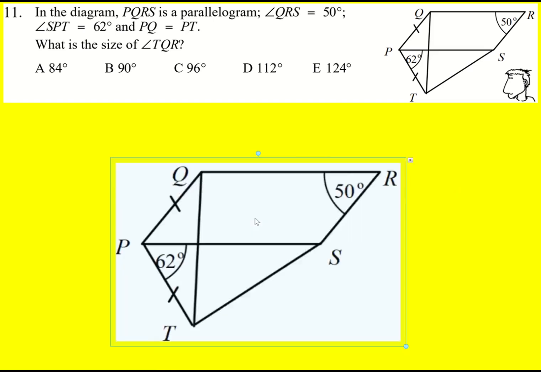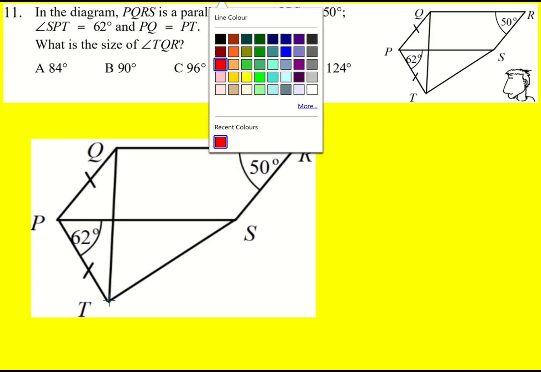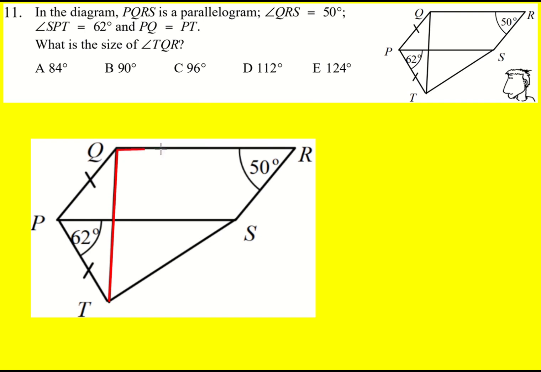A parallelogram interlinked with an isosceles triangle. We're interested in the size of TQR, this angle here. Now, whilst it might look a lot like 90 degrees, we definitely should not just assume that. This is not drawn to scale. Instead, let's do some calculations.